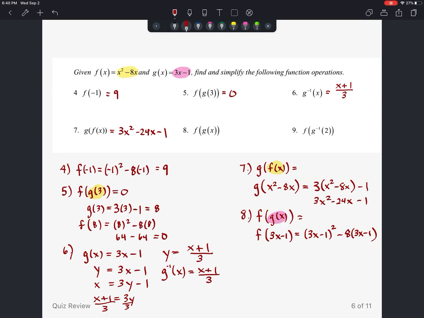3x minus 1 squared is going to give us 9x squared minus 6x plus 1. And then when we distribute our negative 8 through, we'd have minus 24x plus 8. And now we'll just combine the like terms. We have there 9x squared minus 30x plus 9. I said plus 30x, that's supposed to be minus 30x, sorry.